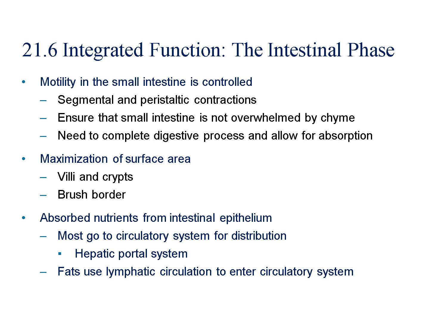Most nutrients enter the circulatory system through the hepatic portal system, which directs absorbed substances to the liver for processing before they enter the general bloodstream. However, fats follow a different pathway, entering the lymphatic circulation before eventually merging with the circulatory system. Through precise regulation of motility, surface area expansion, and specialized nutrient absorption pathways, the intestinal phase ensures that the body efficiently extracts and distributes essential nutrients while maintaining digestive balance.